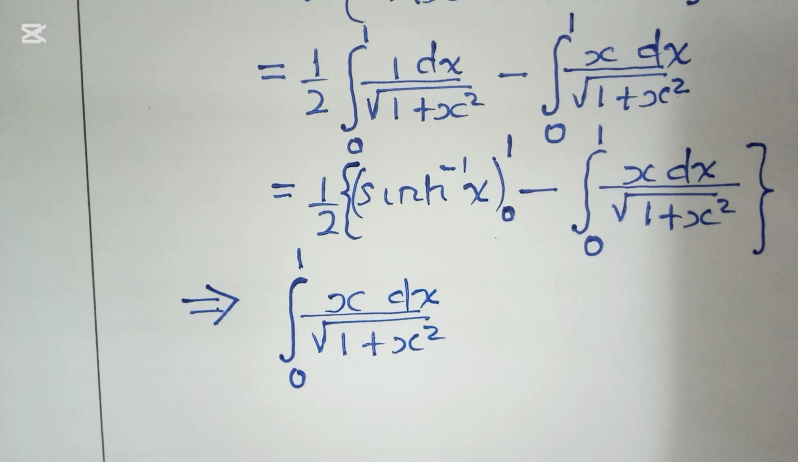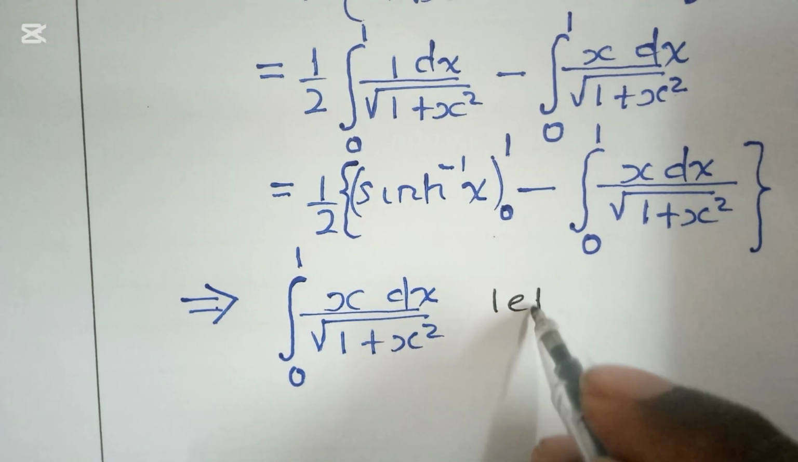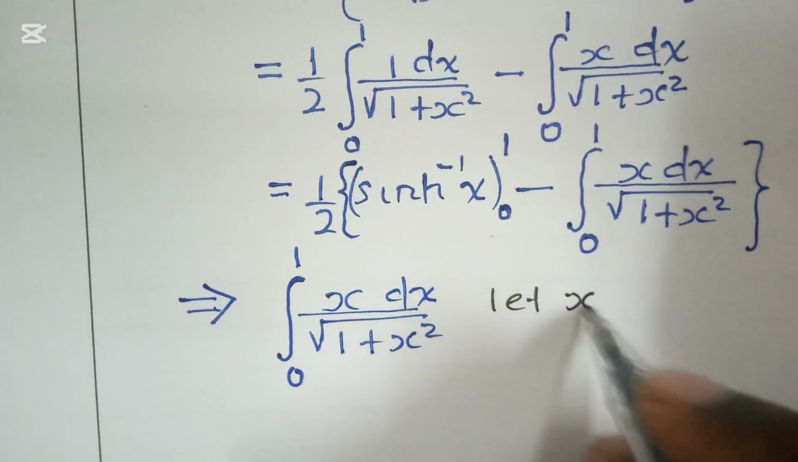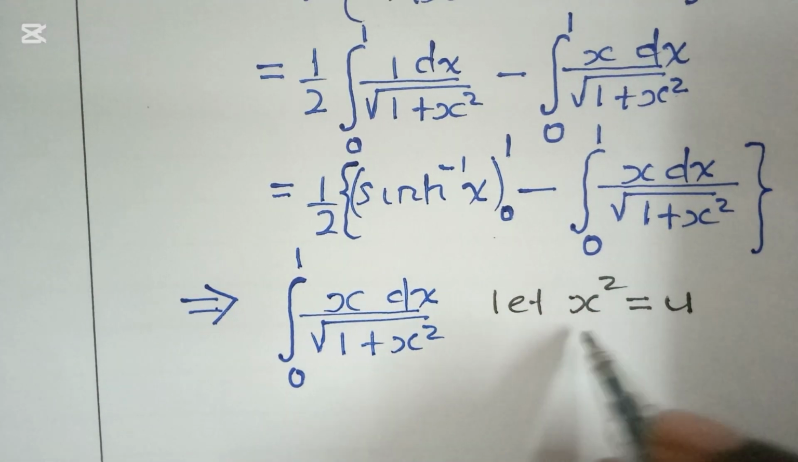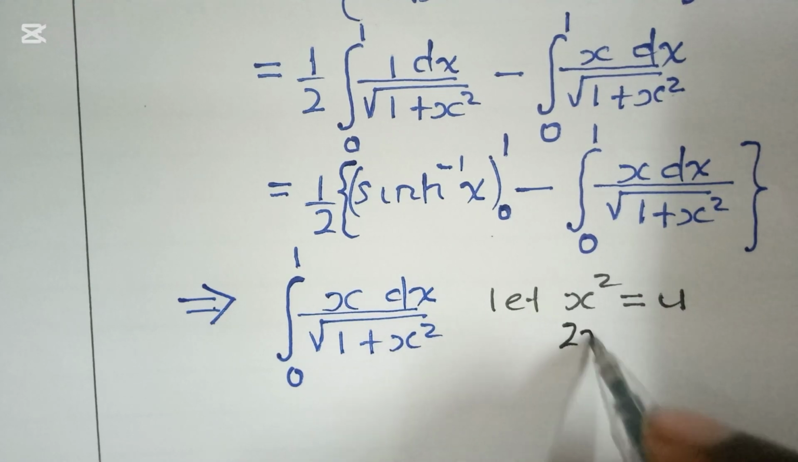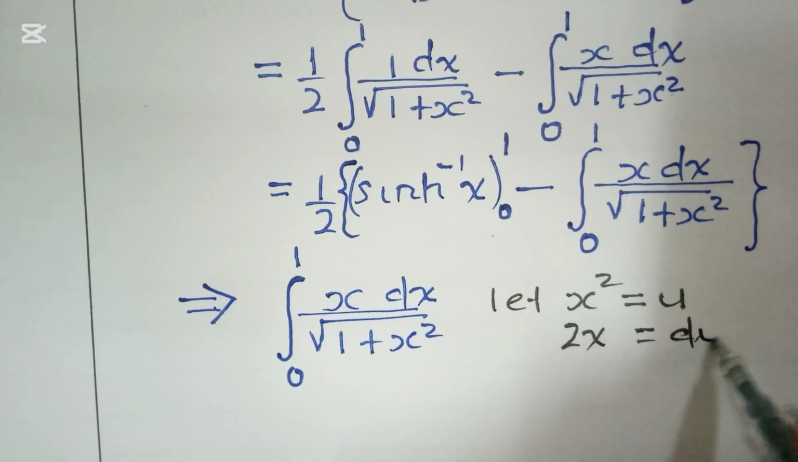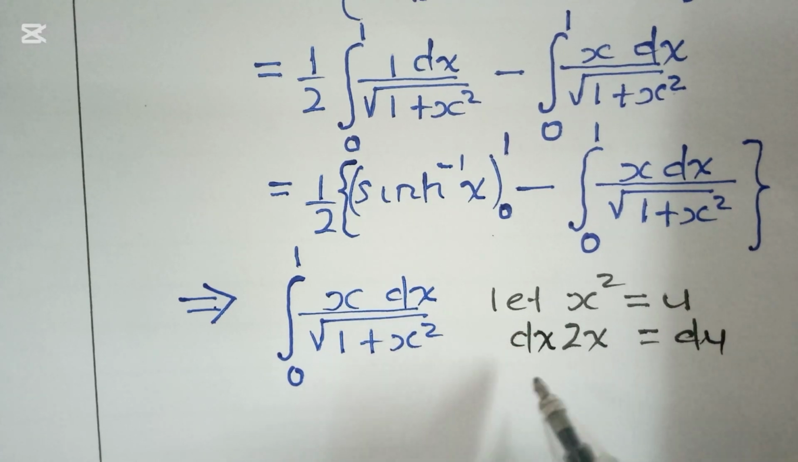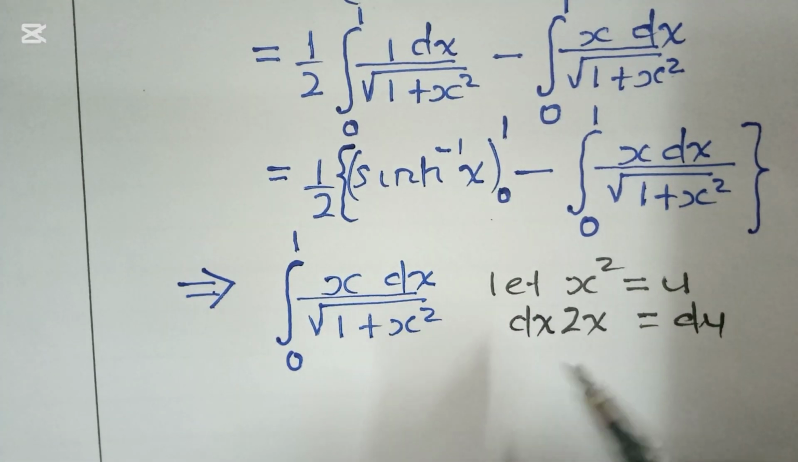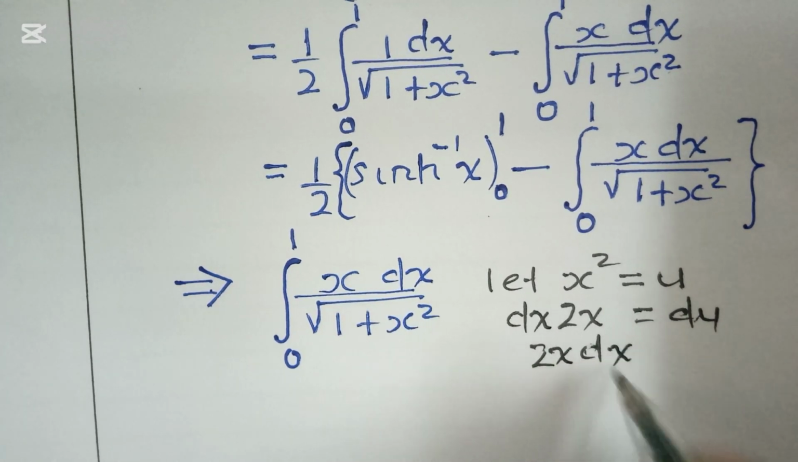So guys, with that one, let me say let x squared be equal to u. So that guys, we have 2x is equal to du all over dx. I can bring the dx this side. So that guys, we have 2x dx is equal to du.